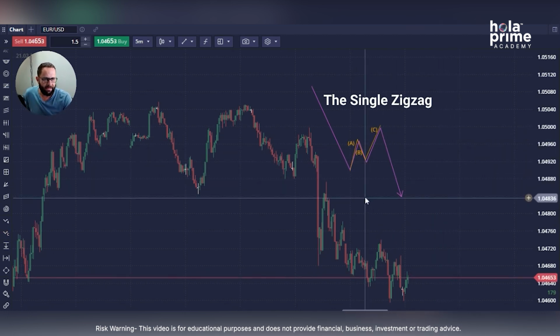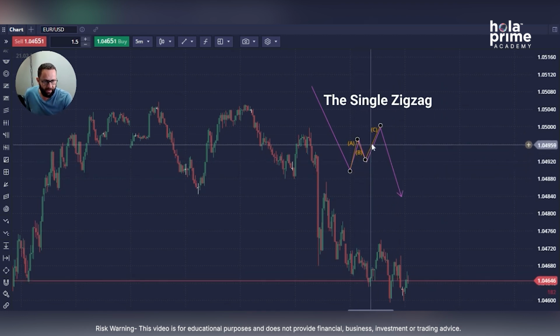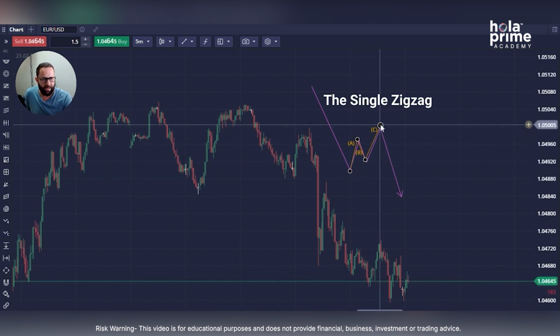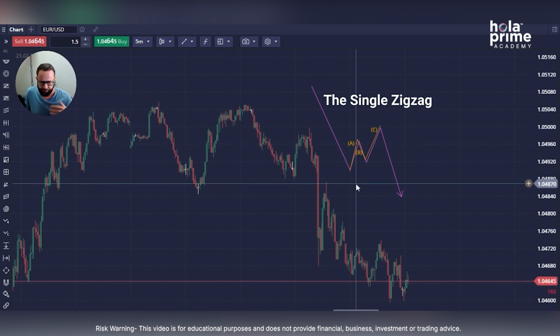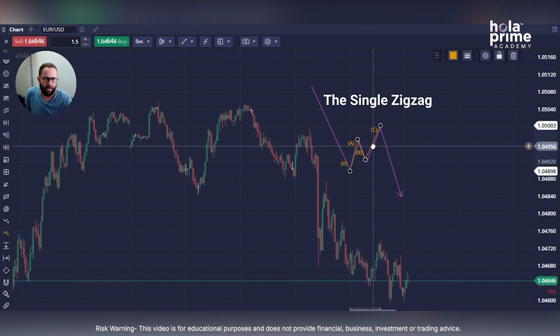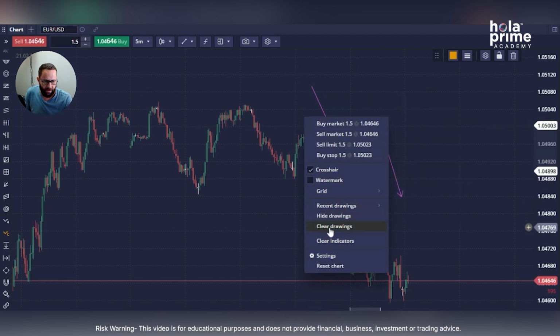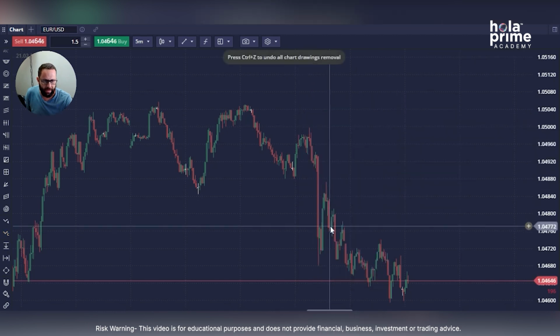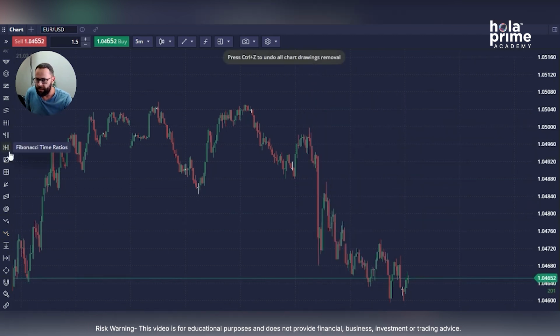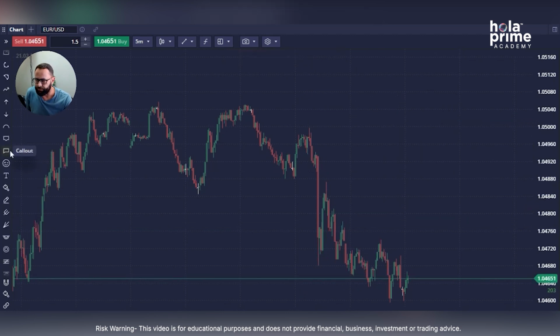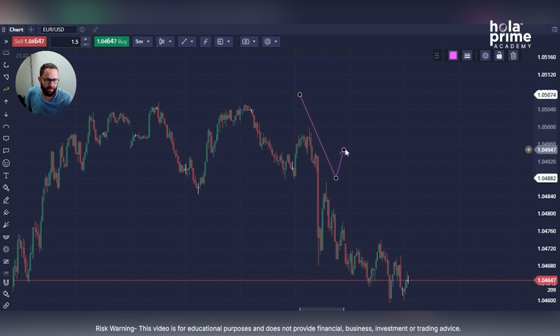Now, with this pattern, as I discussed before, the third wave, or that C wave, typically travels the same distance as the A wave. That's a very, very distinct characteristic of the single zigzag. All right, let me just get that off the screen, and then quick as a recap, the double zigzag, which was very similar to the single zigzag, but two after each other.